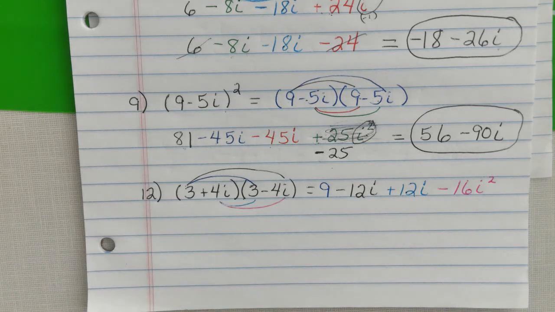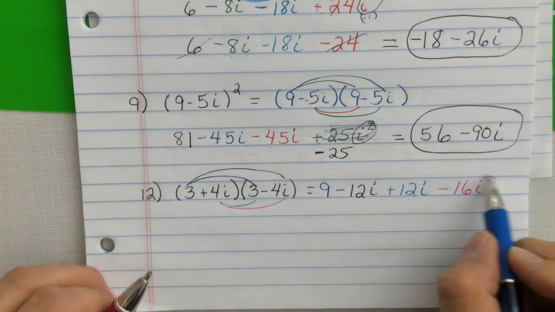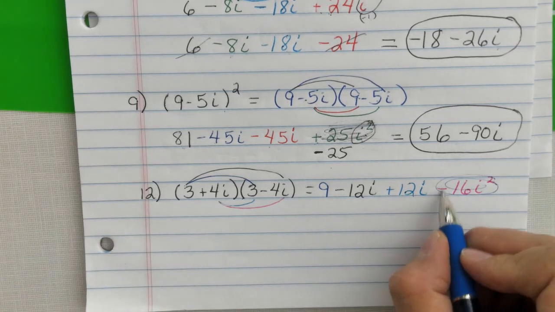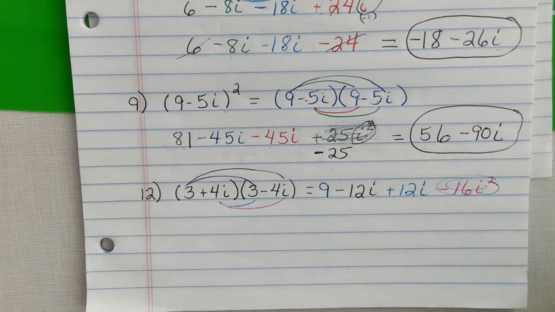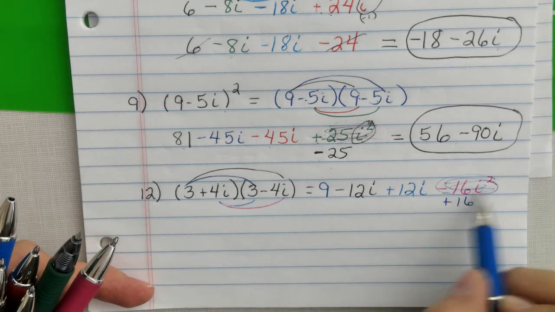Now, replace the i squared with negative 1. So that's going to make it just a positive 16. So all of this is just going to be a plus 16. Maybe you just want to put the plus here and mark out the i squared. I'm just going to write plus 16 right there and mark out all of that.